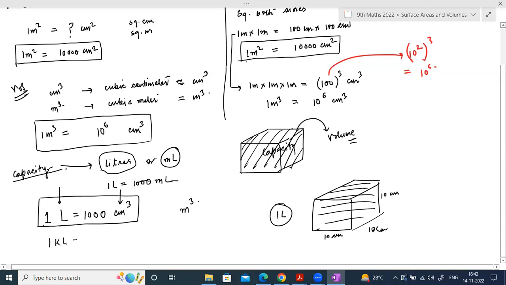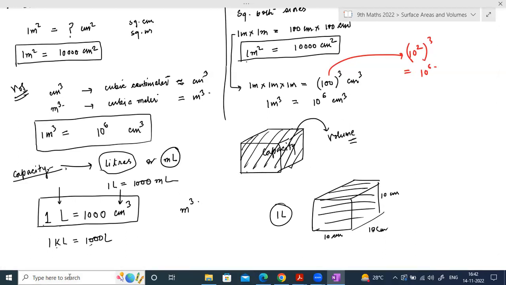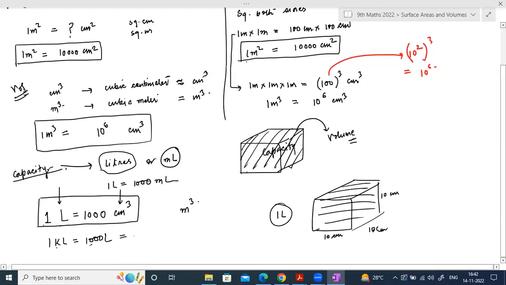And 1 kiloliter is equal to 1000 liter. We already know this, kilo means 1000. And that will be equal to, and 1 liter is 1000 centimeter cube, so 10 raised to the power 6 centimeter cube. Because 1 liter is 1000. So 1 kiloliter is 10 raised to the power 6 centimeter cube. And 10 raised to the power 6 centimeter cube is 1 meter cube. So ideally, essentially, 1 kiloliter is 1 meter cube.